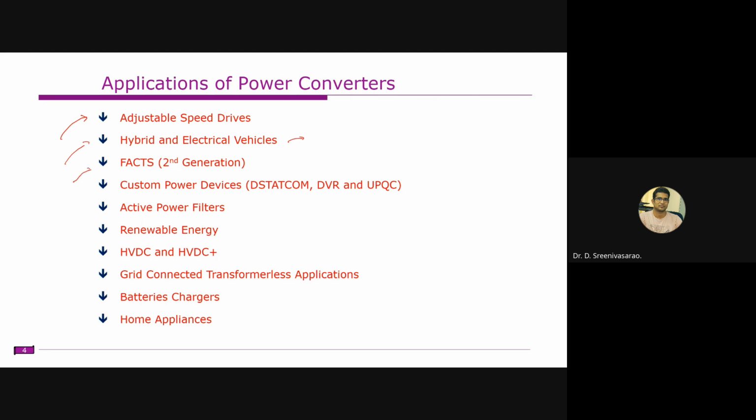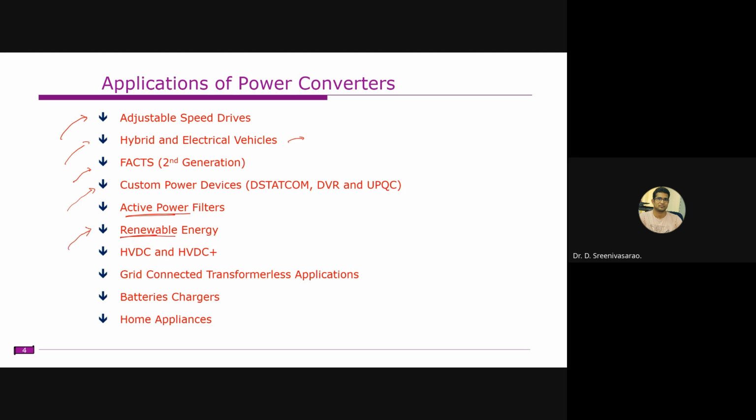Then FACTS, flexible AC transmission systems. This is the second generation, especially based on self-commutated devices like StatCom, dynamic voltage restorer, and UPFC, which require power converter circuits. Also, custom power devices at the distribution level, such as DStatCom, DVR, UPQC. These also require power converters, as do active power filters and renewable energy sources.